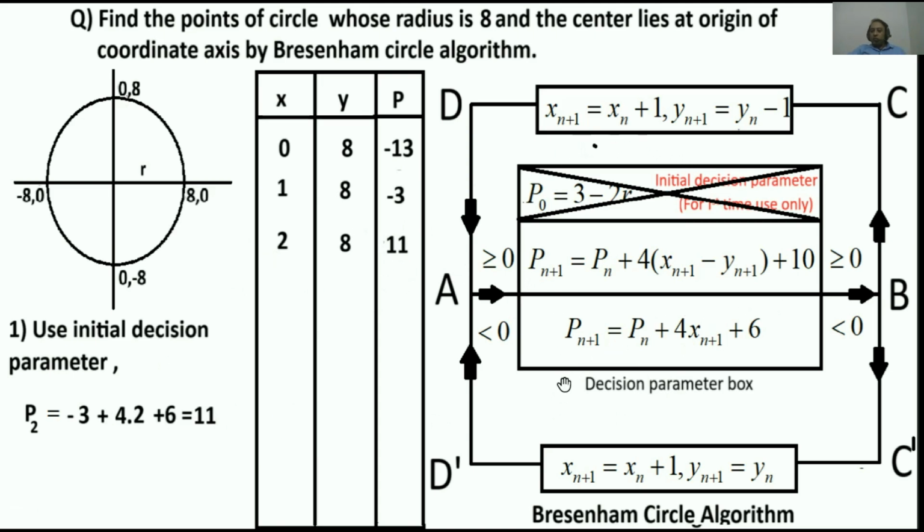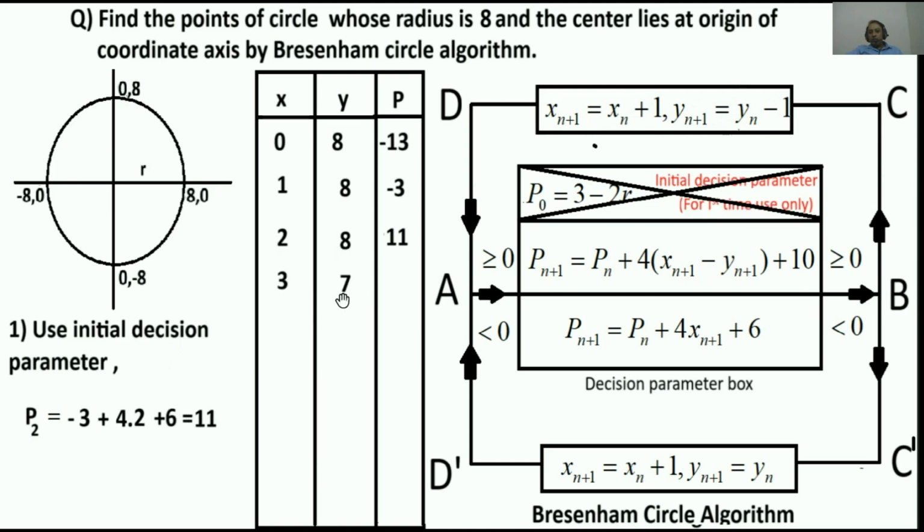By this time the decision parameter is giving a positive answer. In case from this decision parameter box a positive answer comes out, you have to follow the loop B C D A, or A B C D, whatever you say. So the next x y will be: to the previous x add 1, and from the previous y subtract 1. So 2 plus 1 is 3, 8 minus 1 is 7. That's it.